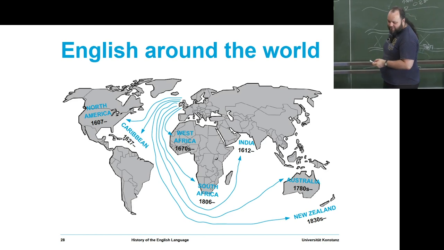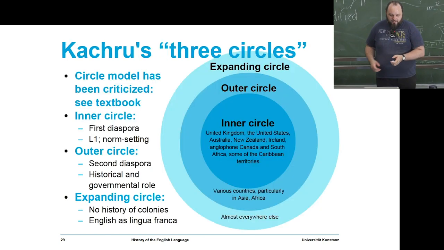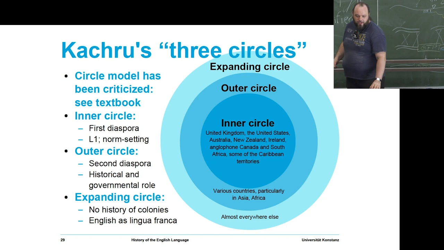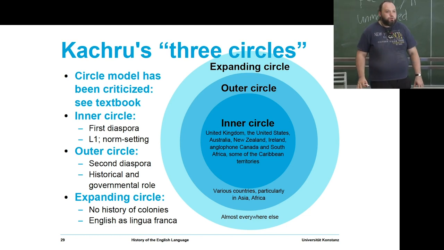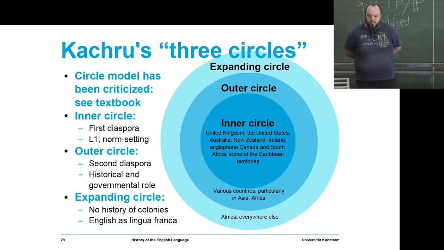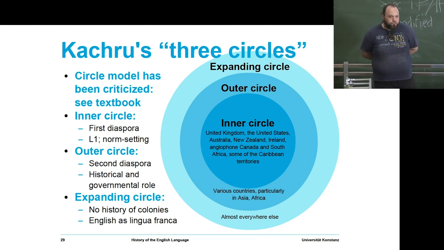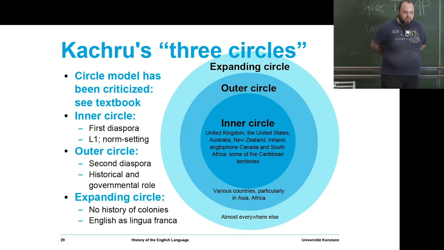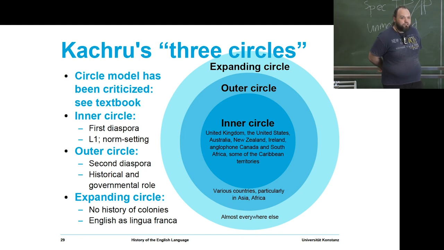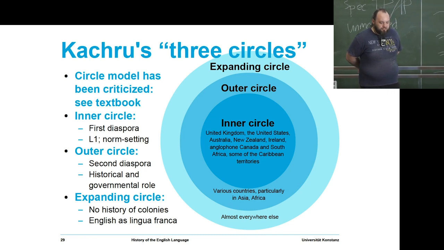But what I ought to be talking about is Kachru's three circles model of English. Usually we have a varieties of English module at some stage in the course of your studies here that you can take, and you can delve into this in a lot more detail, because there's so much more to say about different varieties of English around the world than I can say in 15 minutes in this lecture.